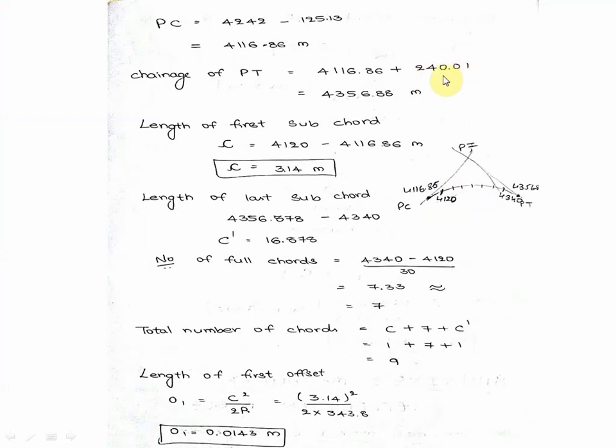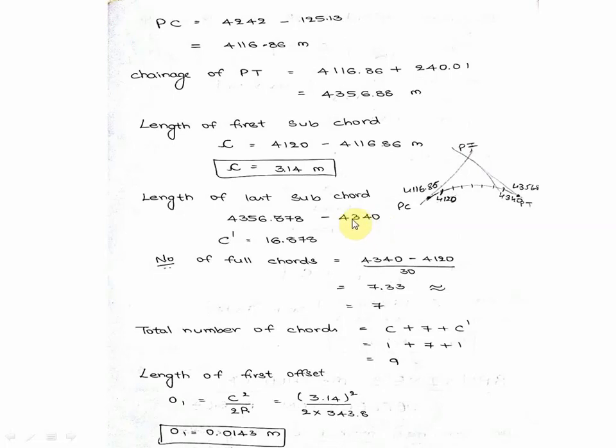You see, total length of curve is 240.02 or 01. You have already calculated it here, correct? So when you add the lengths of all the chords, it should be nearer to this 240. So that's why you have to take the length of last subchord which is also a nearer roundup value. Here last chainage is 4356.88. So they have taken here nearer value 4340. Okay, 4340.